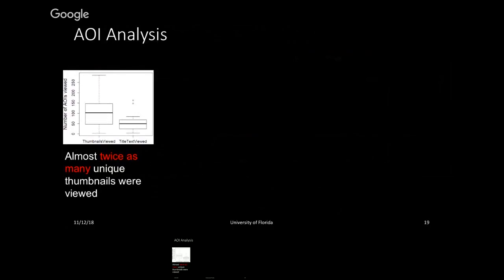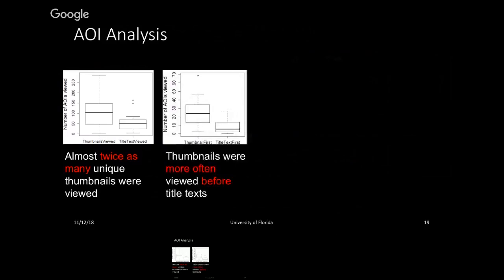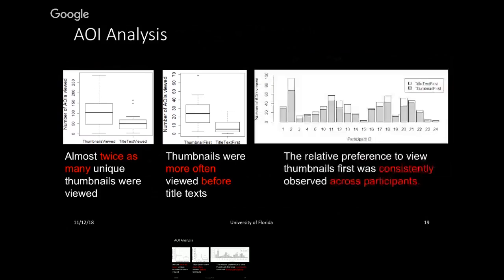We did an AOI analysis, and we looked at how many unique thumbnails were viewed versus how many unique title texts were viewed. Almost twice as many unique thumbnails were viewed. We looked at which AOI was looked at first. Was the thumbnail looked at first or the title text looked at first? Thumbnails were more often viewed before title texts.